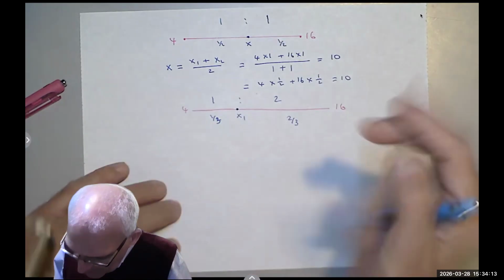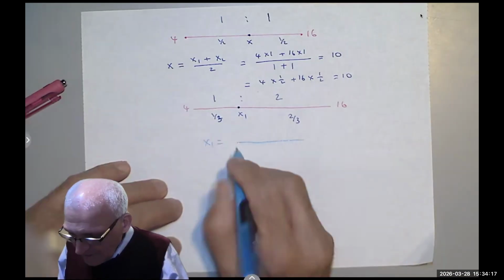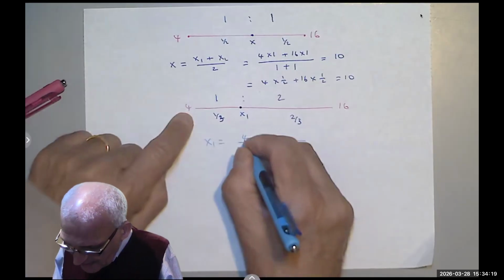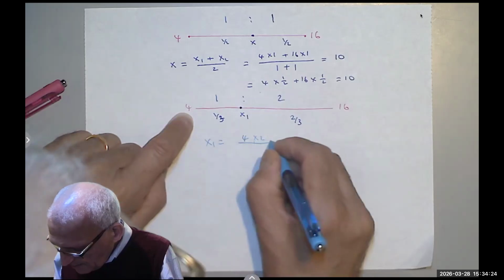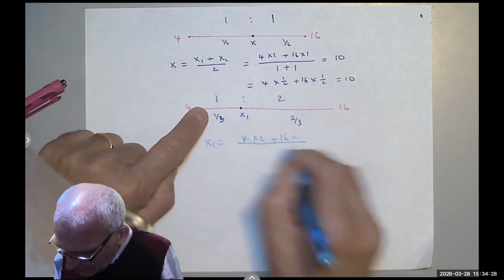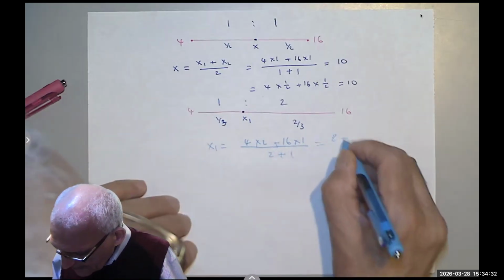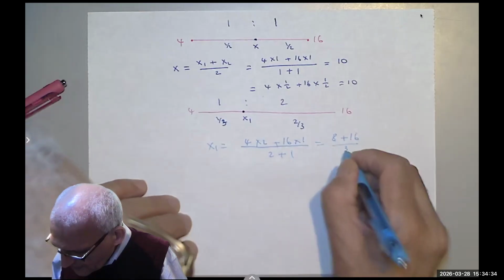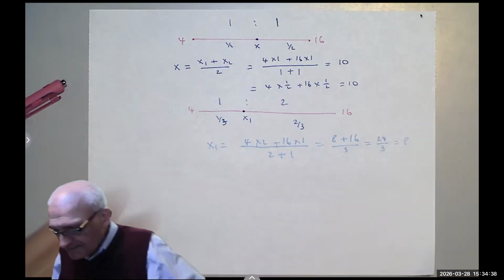Okay, so x1 would be the first point times the second proportion plus the second point times the first proportion over the sum of the proportions. So I get 8 plus 16 over 3. 24 over 3, it's 8.